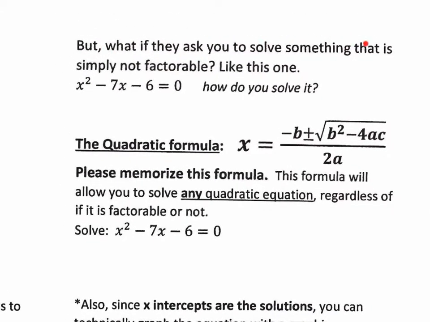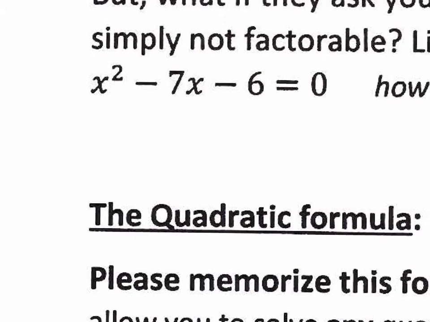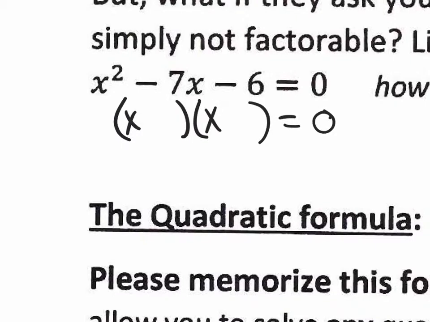What if they ask you to solve something that's simply not factorable, like this one? We might be thinking, oh, okay, I could factor that, and you put parentheses equals 0. But when you start thinking about it, what times what is negative 6 that if you add together is negative 7? It doesn't work. It's just not factorable. So if it's not factorable, then maybe the parabola does not cross the x-axis at all, or maybe it does cross, but at irrational, crazy decimal values.